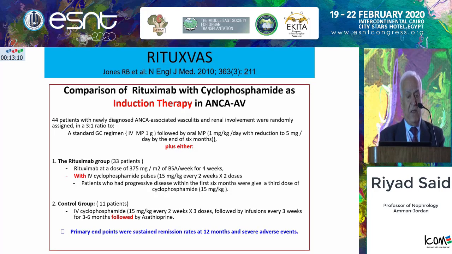And there is the other study, the rituximab study, which compared cyclophosphamide and rituximab as induction therapy also. They have 44 patients divided into 2 groups, 1 to 3: rituximab group 33 patients, and control group 11. Both received prednisone initially, IV, and then rituximab was given, 375 milligram per week for 4 weeks, coupled with IV cyclophosphamide, 2 dosages, compared with the control group on cyclophosphamide.